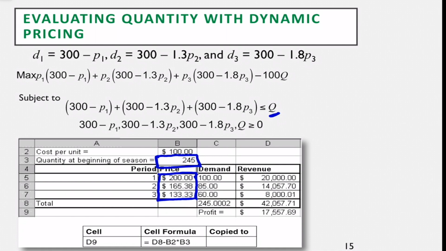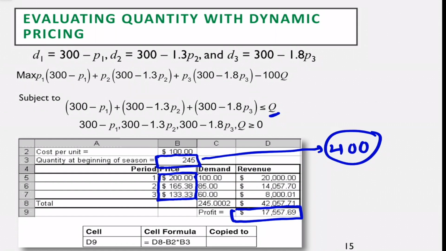$165.38 for the second month, and $133.33 for the third month. So that will give the best profit, which comes to more than 17,500. Remember, in the previous problem we assumed this to be 400. By solving it for Q, we get a quantity of 245, which will be ideal.